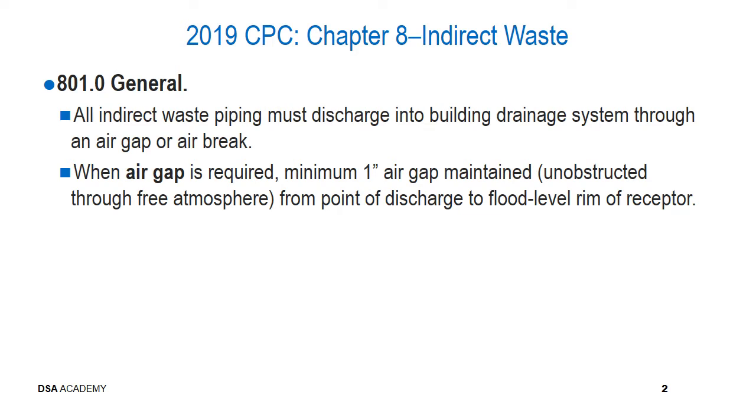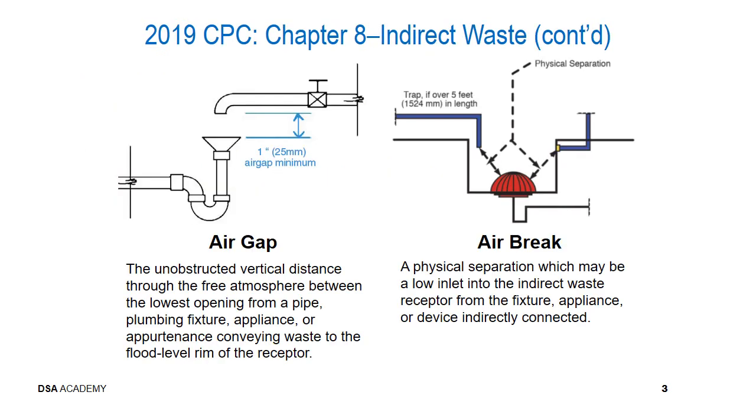The absolute minimum requirement for an air gap is a 1-inch air gap space, which is maintained and unobstructed through free atmosphere from the point of discharge to the flood level rim of the receptor that's receiving the indirect waste. It's important to distinguish the difference between an air gap, which is shown on the left-hand side of this slide, and an air break.